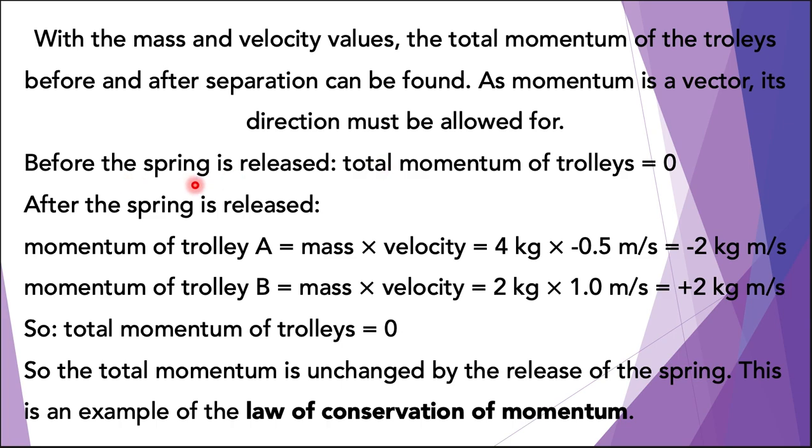So before the spring is released, the total momentum of the trolleys was 0. After the spring was released, the momentum of trolley A, mass times velocity, becomes minus 2 kg meter per second. And the momentum of trolley B becomes plus 2 kg meter per second. So the total momentum of the trolleys is 0. So the total momentum is unchanged by the release of the spring. This is an example of the law of conservation of momentum.